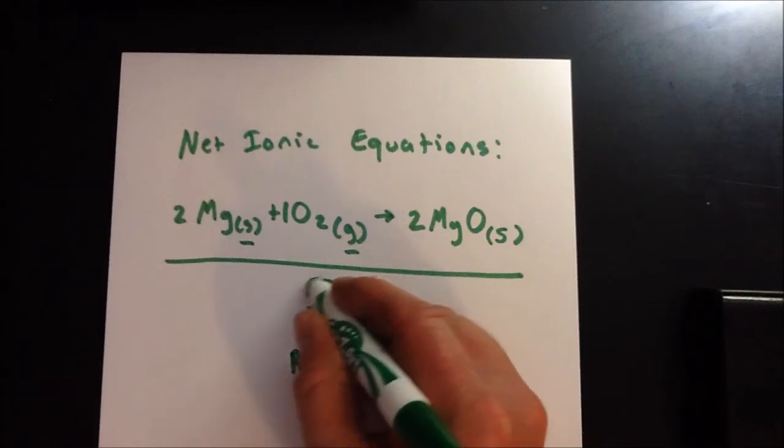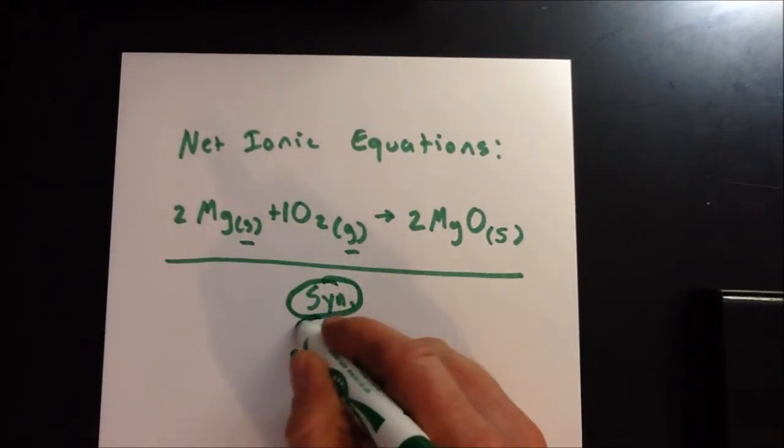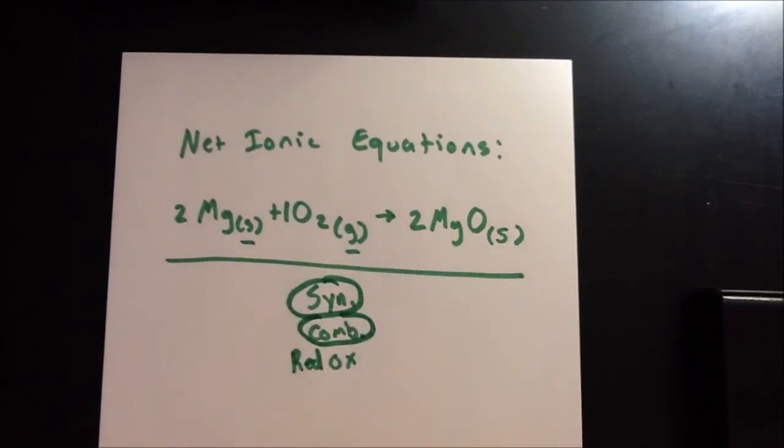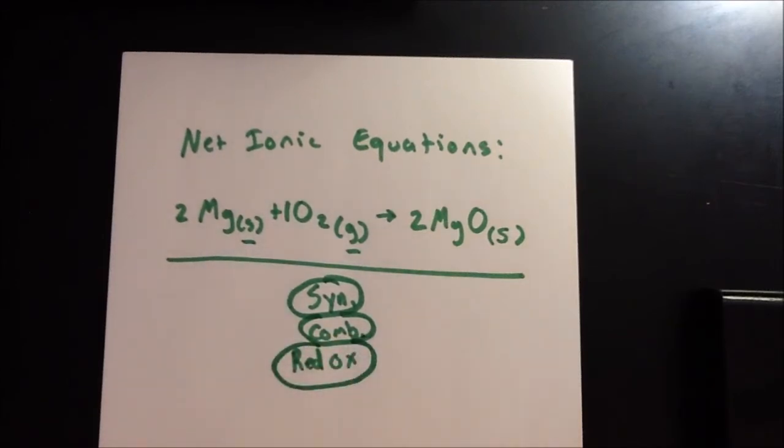Now in terms of predicting products, that one's probably the best. In terms of what we would see, maybe combustion is a little bit better. In terms of what's going on with electrons, the word redox tells us about something that is gaining and something that is losing electrons as we go through this net ionic equation.